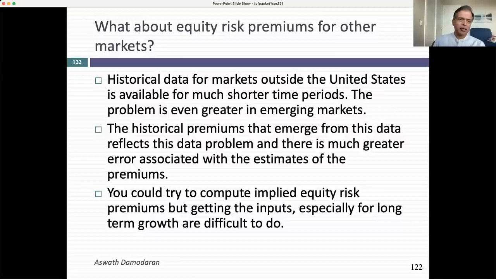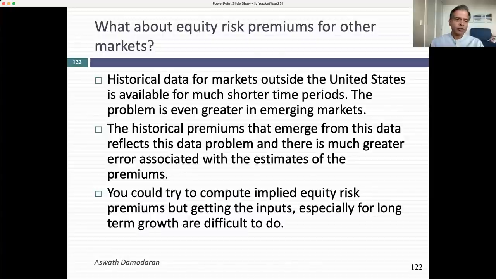There's a chance. And one of these days, I might be able to compute implied premiums in India and Indonesia and Brazil. But the biggest input I'm going to have trouble with is that growth over the next 5 years. Easy to get for the S&P 500, much more difficult to get for the Sensex, the Bovespa, or whatever other index you're looking at. So we're kind of trapped, right?